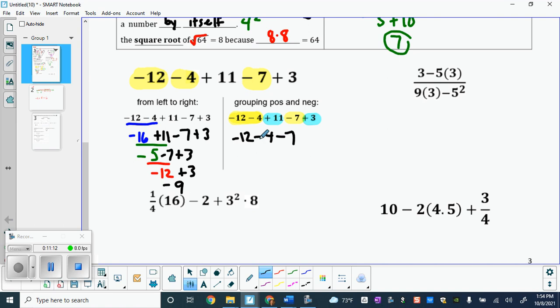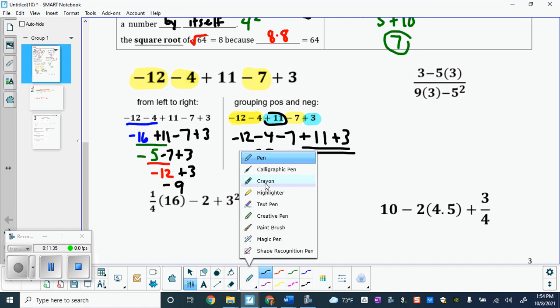There's all my same sign, add and keep. And then when I do this -11 and this -12, that's where I'm going to get this -23. All right. Now I'm going to take the positive, the +11 and the +3. And now I'm going to chunk that and make that a +14.